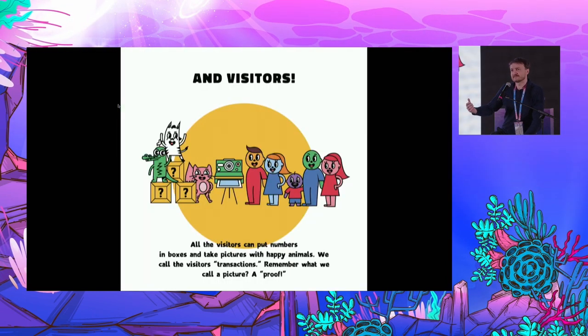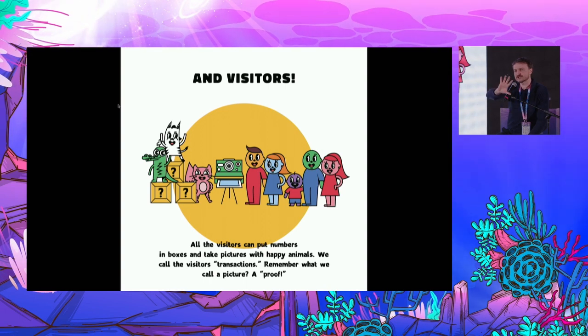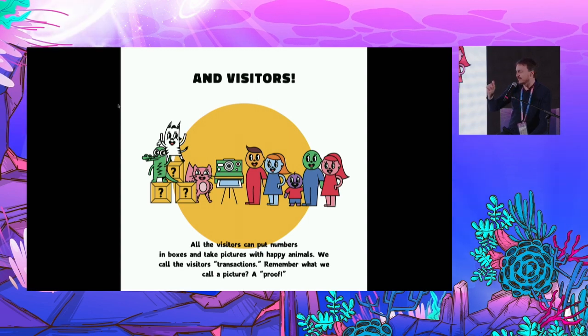And there are also visitors. So once circuits are created, the visitors arrive, and they can actually put numbers in the boxes. So if you're a visitor, you're coming in, you're putting a number in each box, and then you take a picture of the happy animals. If all animals are happy, this means that the values that you put in the boxes were correct. Again, you don't have to reveal to anyone what values you put. Animals are happy, values are correct. And the only thing that shows up on the photo are all the happy animals and the public inputs. And this picture is what we're calling a proof.